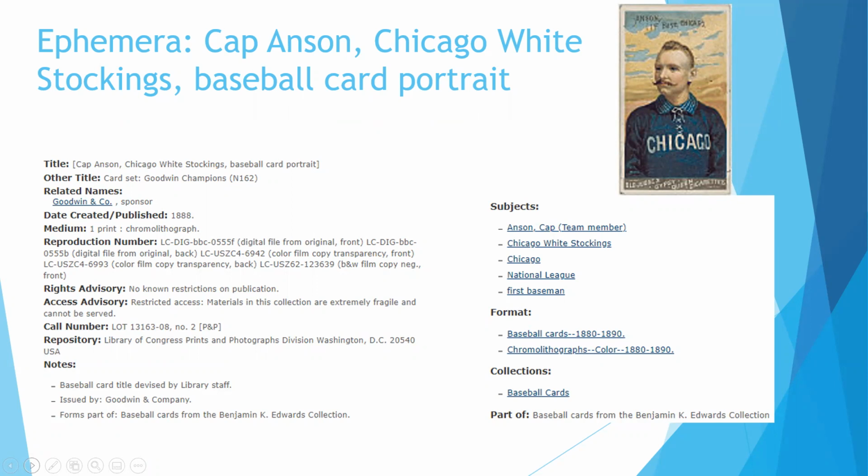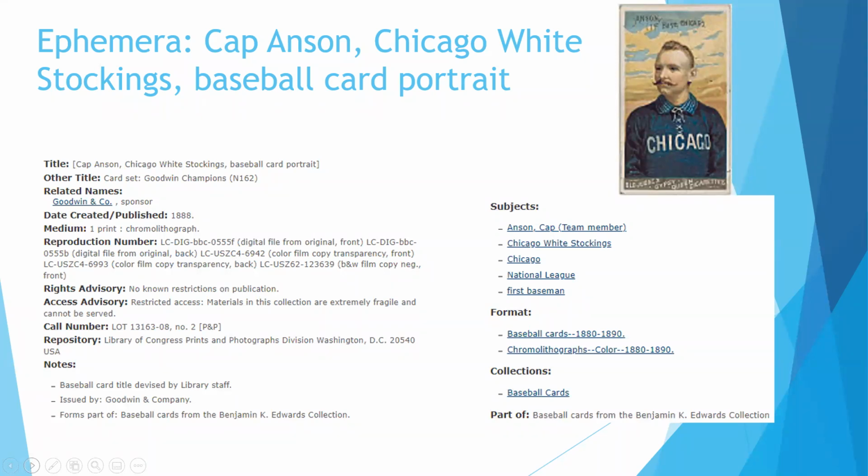And this is a chromolithograph. And again, owned by the Library of Congress. It's part of their digital collection. And the Library of Congress owns the original baseball card as well as this digitized image. This has 15 Dublin Core elements for the ephemera. So we've got title, other title, related names, date created / published, medium, reproduction number, rights advisory, access advisory, call number, repository, notes, subjects, format, collections, and part of.